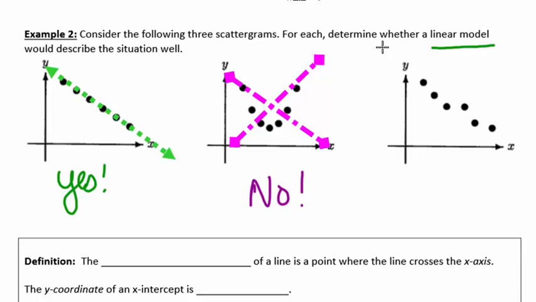And for our last one right here, if I draw a line, it is possible to get this line close to the majority of the data points. I can draw it so there are some above and some below. It is close to all of them. So this is going to be another yes case. I can make a linear model that will describe them well. It's not an exact linear model. This is going to get us on to the topic we're going to have in the next section, an approximate linear model, something that comes close to but does not touch all of the data points.